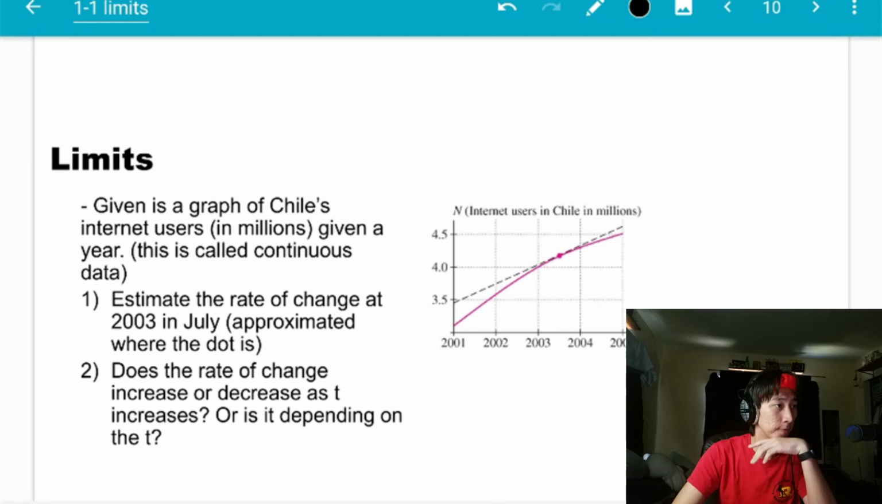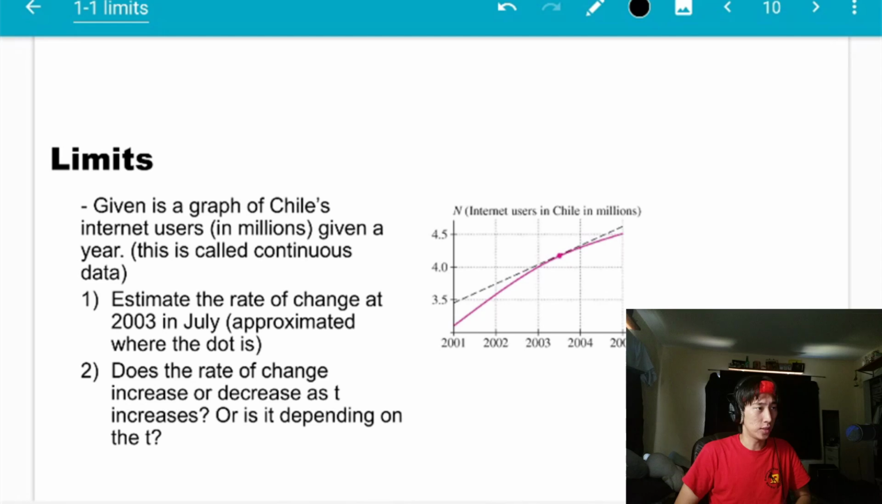Yes, sir. Okay, so we're saying at this point over here, according to the information given. Good question, but according to the information given. So just the graph. Yes. Okay.